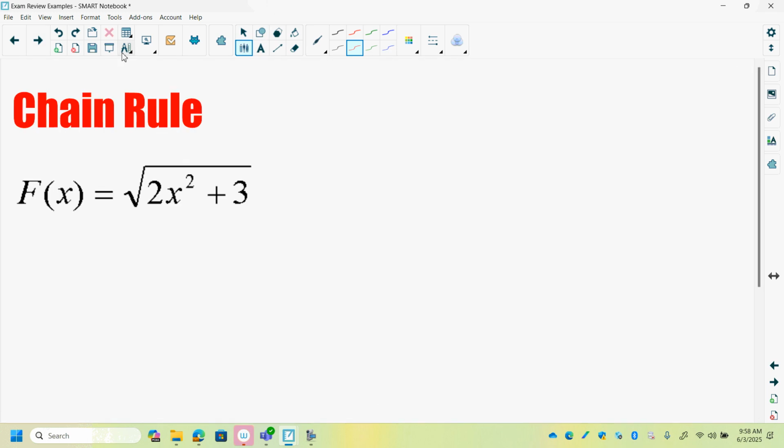Here's an example of the chain rule. So the first thing I should do is I should rewrite this as 2x squared plus 3 to the power of 1/2. Remember, the chain rule works like this. It's when you have a composite function.